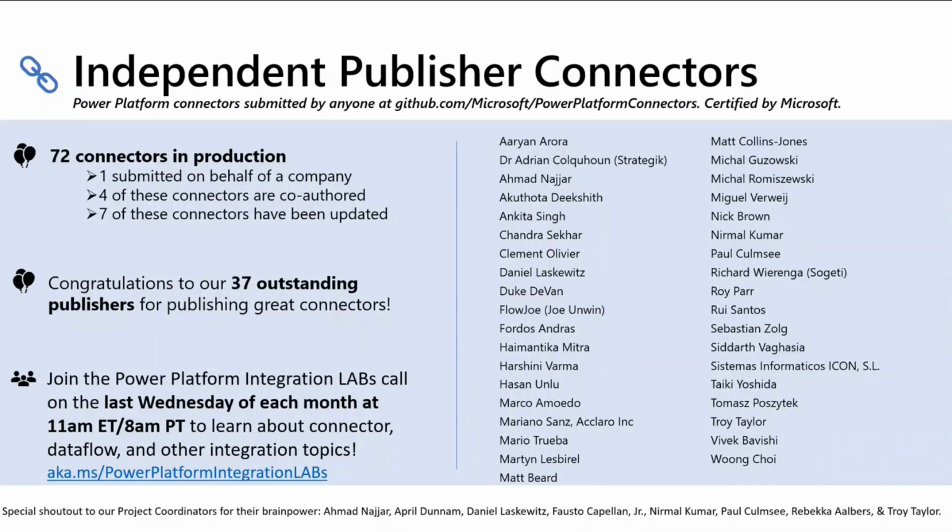All right. So there are currently 72 connectors in production, but to step back, Mario and Marco talked about this a little, right? The Independent Publisher Connector Program allows anyone to submit a connector to the Power Platform. These connectors show up in Power Automate, Power Apps, and Azure Logic Apps, and soon in more products as well. We have 37 outstanding publishers today, and all of their names are listed on the right side here.